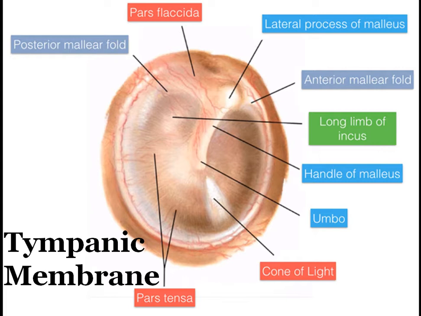For example, this is the handle of the malleus. I will discuss these bones, malleus, incus and stapes, which are basically present in the middle ear. I will discuss all these bones later on, but here you can see they are attached to the tympanic membrane. We are looking at the tympanic membrane from the external to the internal side, that is from the auditory meatus, auditory canal.